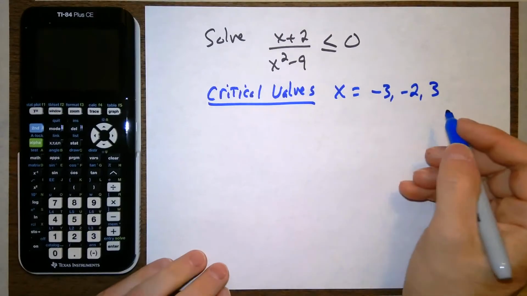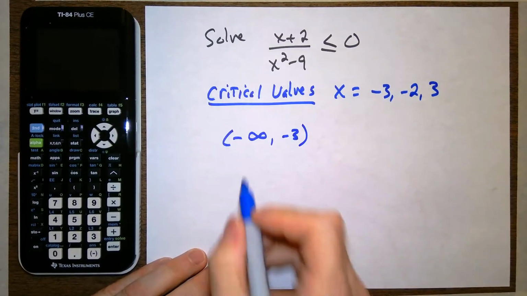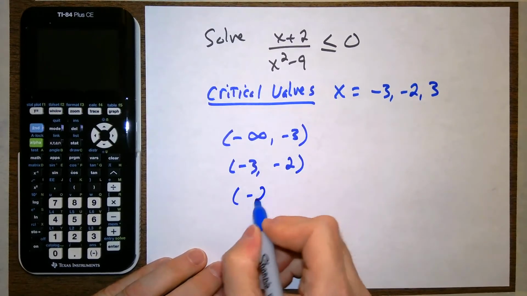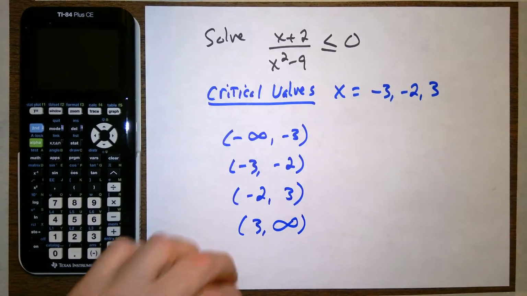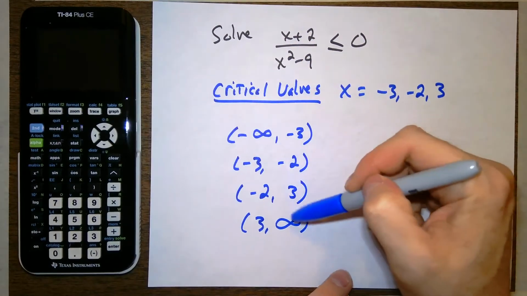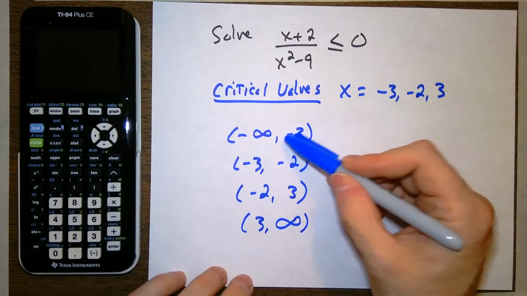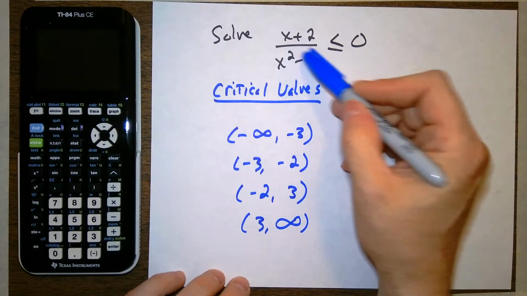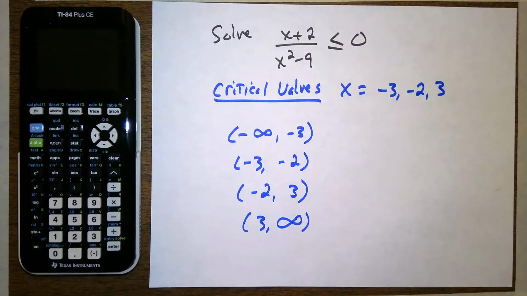So what are my intervals? My intervals are going to be from negative infinity to negative 3, from negative 3 to negative 2, from negative 2 to positive 3, and then from 3 to infinity. And I want to explore what's happening to this expression over each of these different intervals. I'm going to pick test values. Here, if I use negative 4, negative 4 plus 2 is a negative number. Negative 4 squared is 16 minus 9 is a positive number. Negative over positive, it's negative in this interval.